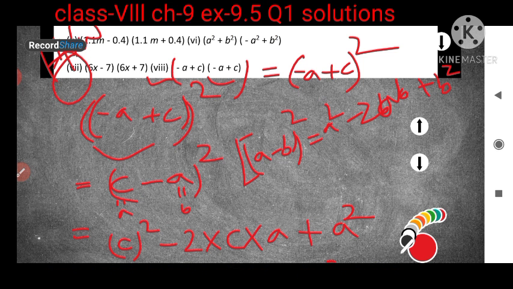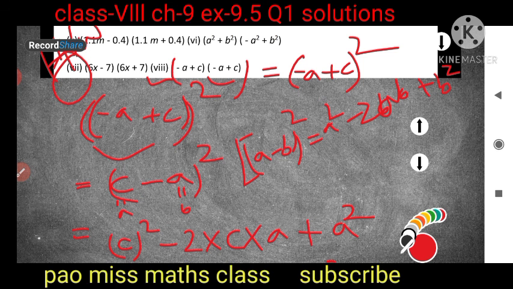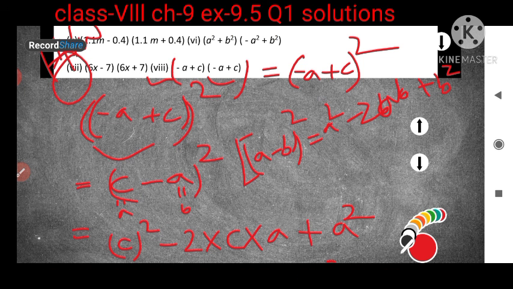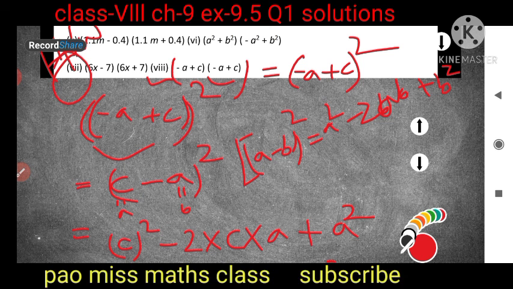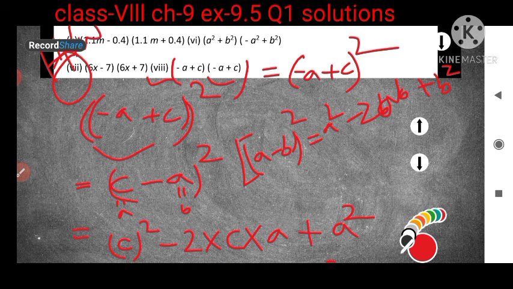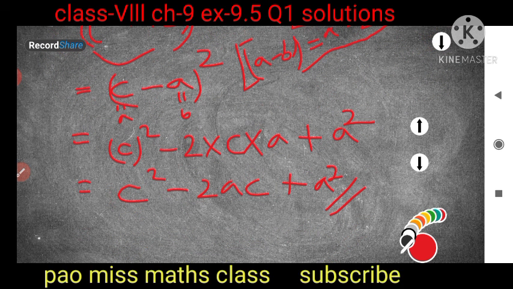So we are doing a rewrite. We rewrite this minus a plus c as c minus a whole square, isn't it? Because they are the same. So c is positive and a is negative. So the a minus b whole square formula we are using. So what is the a minus b whole square formula? a square minus 2ab plus b square. So we got c square minus 2ac plus a square.